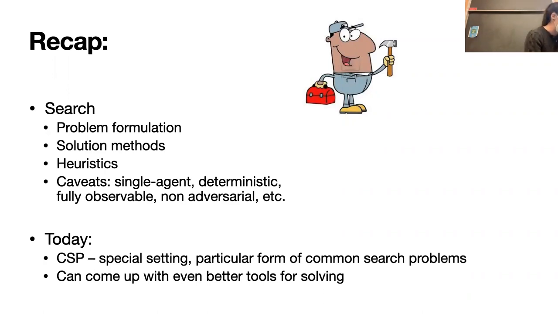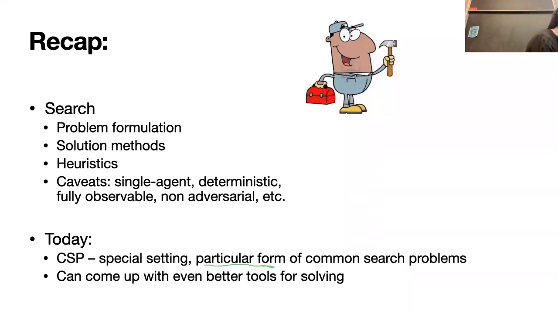The big thing here is that it's what is called non-adversarial. What do I mean by non-adversarial? I mean that it's working alone. It's not competing against other agents. There aren't people throwing tomatoes in the way of the agent. What we're going to go through today is what is called a constraint satisfaction problem, which is a special setting, and it's just a particular form of common search problems, okay?